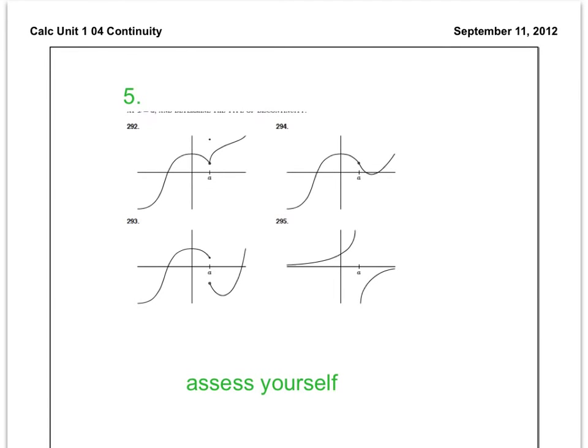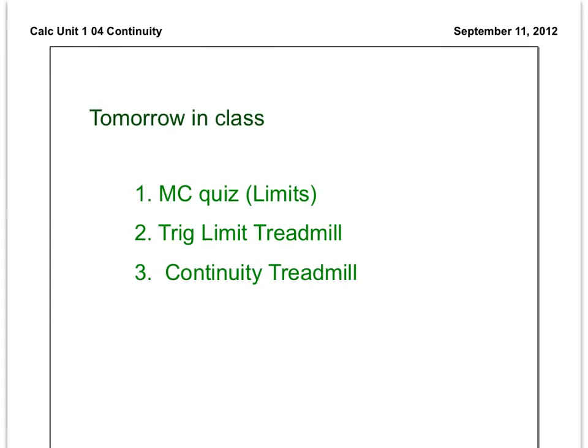Example 5 is actually not an example, but a self-assessment. So you have 4 graphs, 292, 293, 294, 295, and using the Google form below, identify which kind of discontinuity is evidenced in each of these graphs.